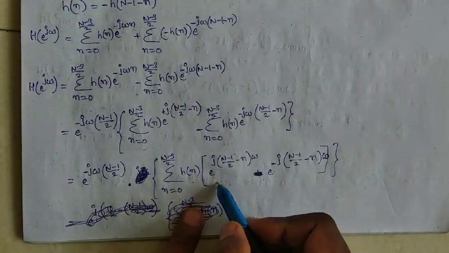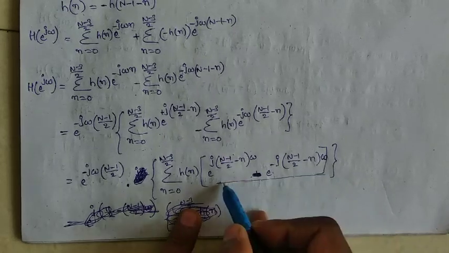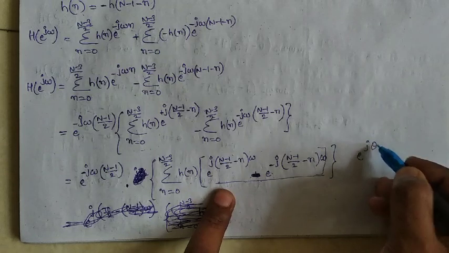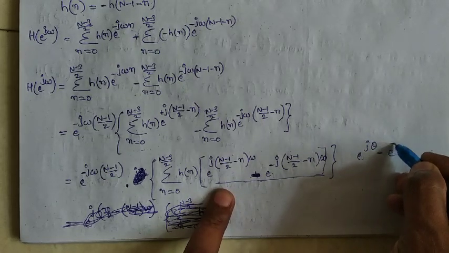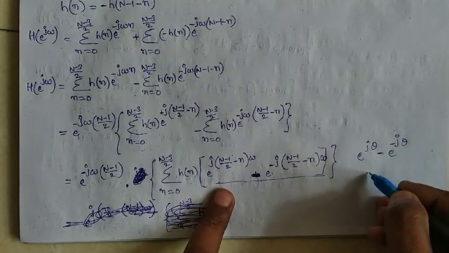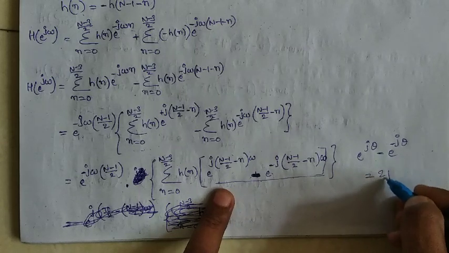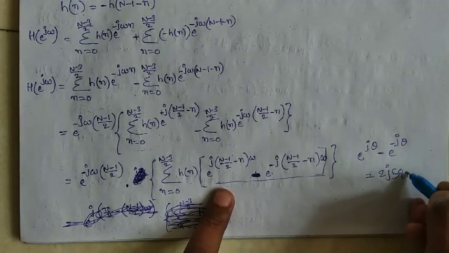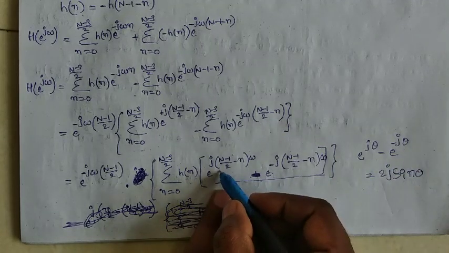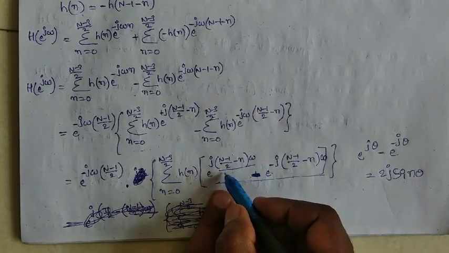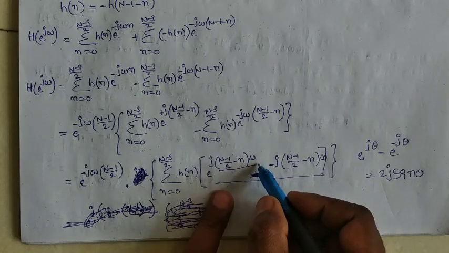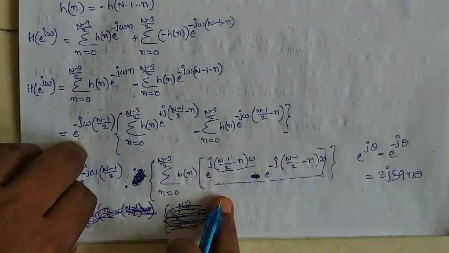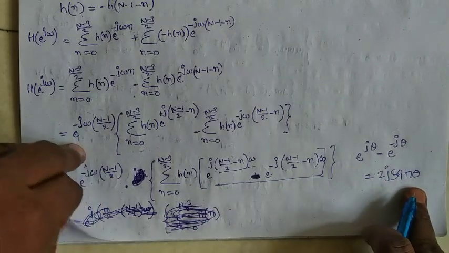Here this is equal to what? This is of the form e power j theta minus e power minus j theta, which is equal to 2j sin theta. Here theta is equal to what? Theta is (N minus 1)/2 minus n, times omega. I am writing this in the form 2j sin theta.